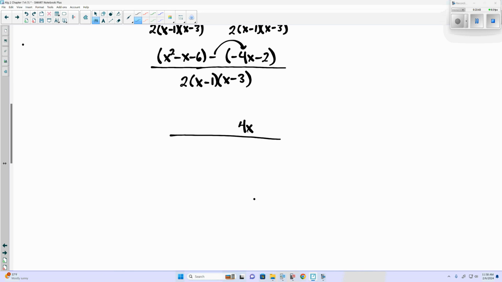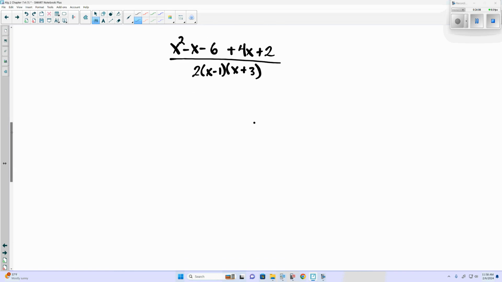Because when we subtract a negative 4x, the negative and negative make it positive. When we subtract a negative 2, it's the same as plus 2. Now our first term is going to stay the exact same because there is no sign in front of it, so it's understood to be plus. Signs don't change. Sign is only changing with our terms we are subtracting.